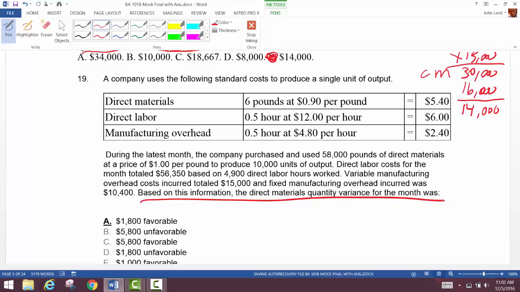So if they're asking me the quantity variance, I'm going to take the standard price. And it's going to be actual quantity minus standard quantity, and it's going to be standard quantity. I messed up my own trick here. Ugh. It's going to be standard quantity minus actual quantity purchased.